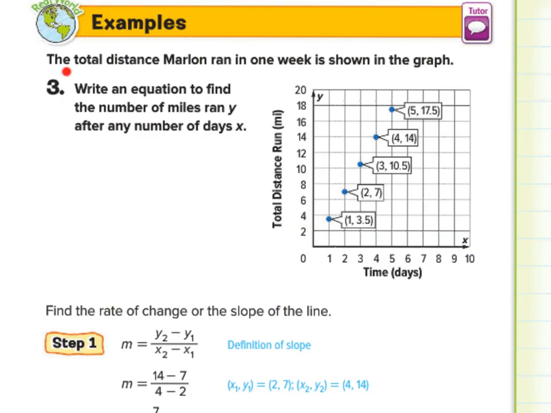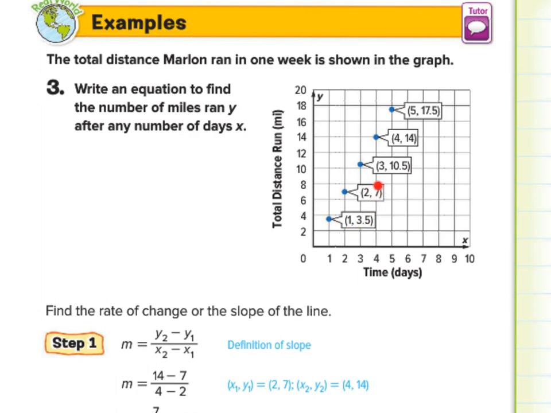Example 3. The total distance Marlon ran in 1 week is shown in the graph. So here's the time in terms of days: the first day, the second day, the third day, and so on. And here's your distance in total number of miles. It looks like in the first day, he almost ran 4 miles. Our coordinates are x is 1, and the number of miles, our y coordinate, is 3.5. The second day is 7. I know that 3.5 plus 3.5 is 7, so it looks like he's running about 3.5 per day.